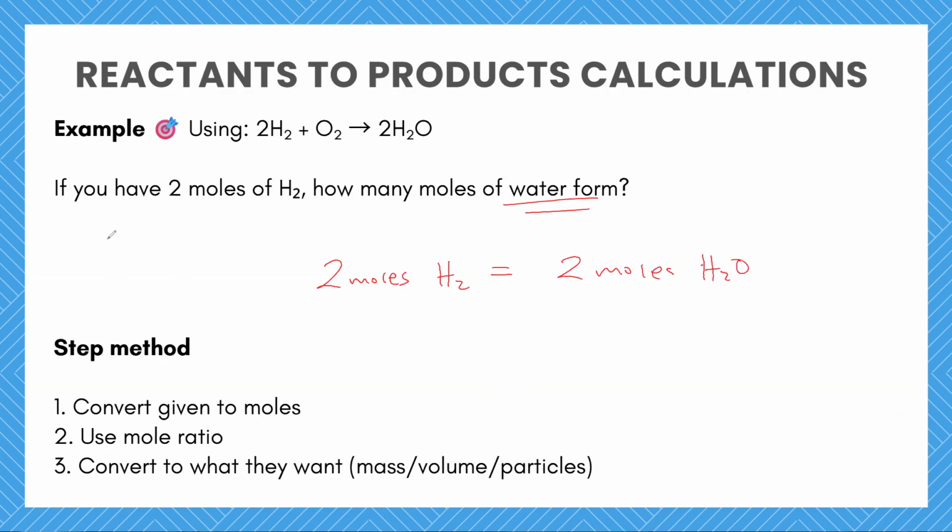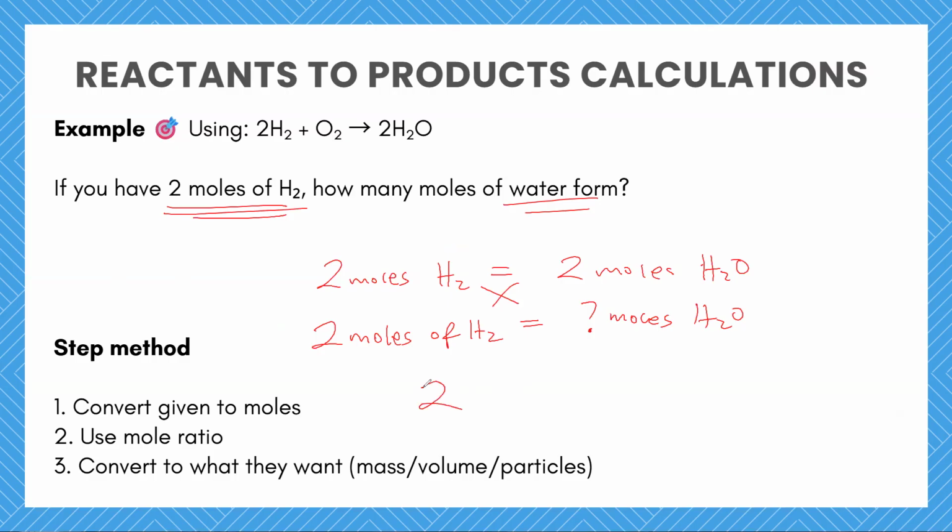H2O. Now the question says, if you have 2 moles of H2, how many moles of water will form? So underneath, we can write directly 2 moles of hydrogen will form an unknown number of moles of water, because that's the question asked of us. They said if you have 2 moles of hydrogen, how many moles of water will form? So at this point, we can cross multiply.